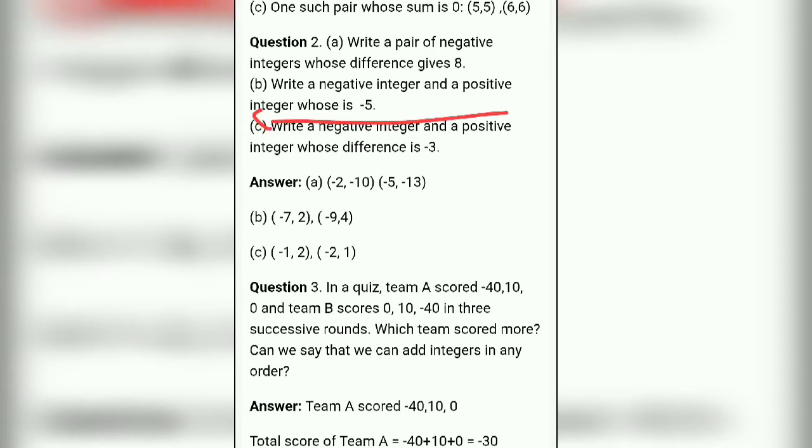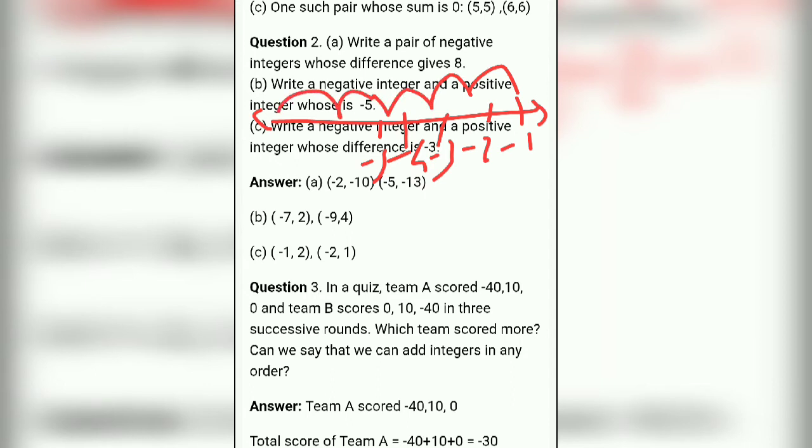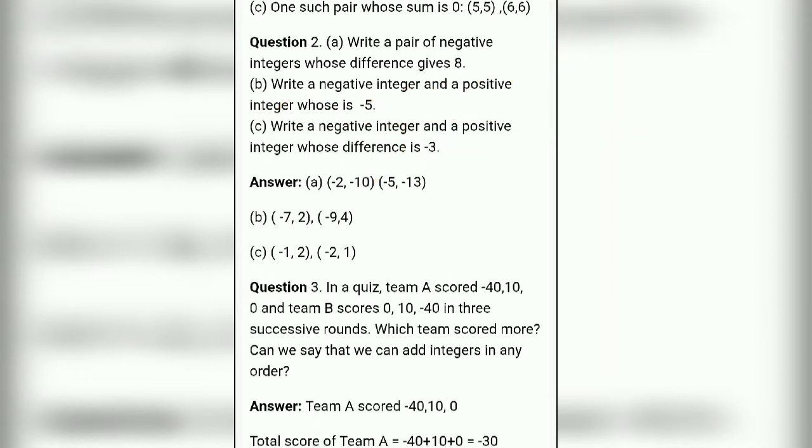If you draw the number line, minus 1, minus 2, minus 3, because we want only negative numbers, minus 5, then you need to just count the difference, 8. You can also find the two numbers from the number line. Otherwise, what you need to do, just take one negative number.